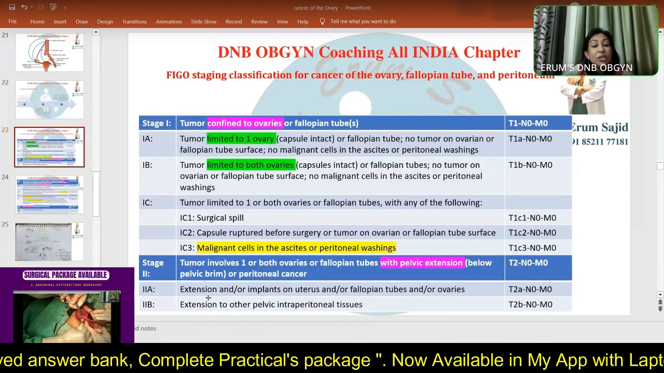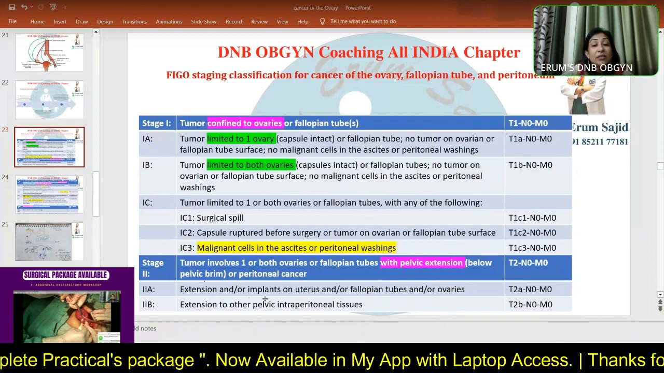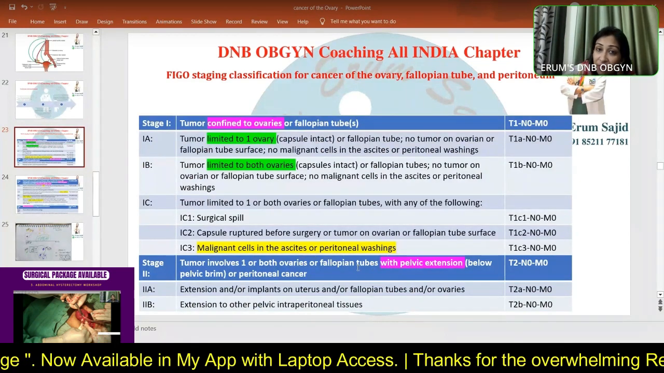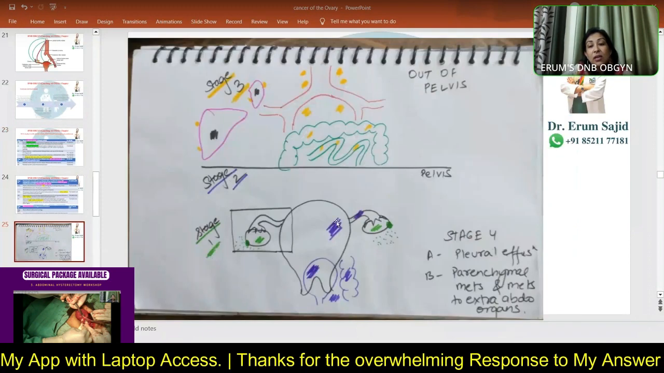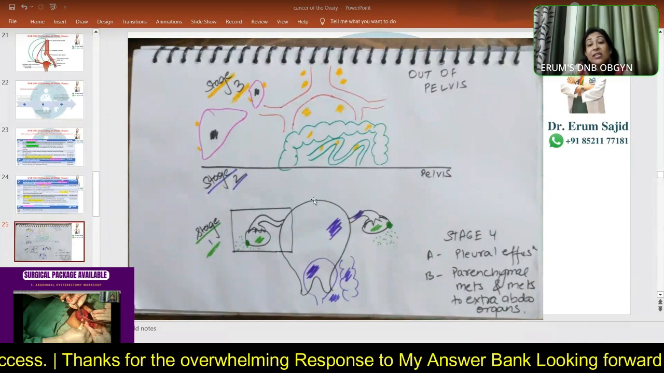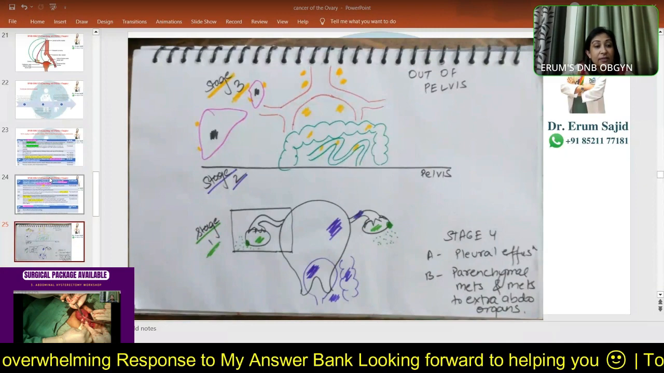2A says extension or implants on uterus or fallopian tube or ovaries. That means now the tumor has started spreading. One or both ovaries or fallopian tubes and all that was there in stage 1 also. So we are not bothered. Now it has gone on to the uterus. So see the implants here, the implants here, implants here. This is stage 2A. Stage 2A. Next.